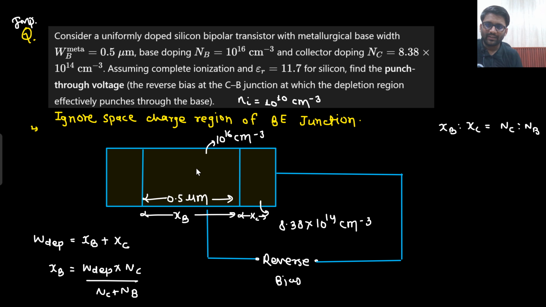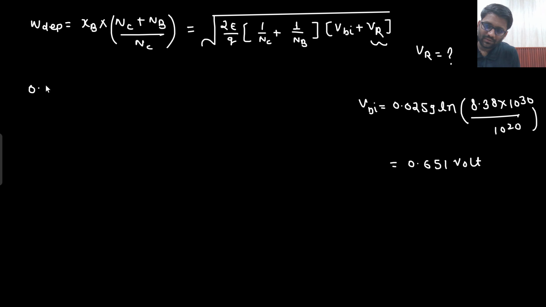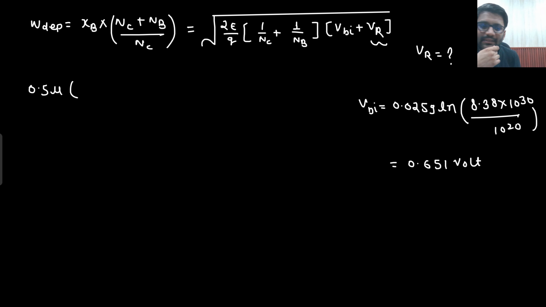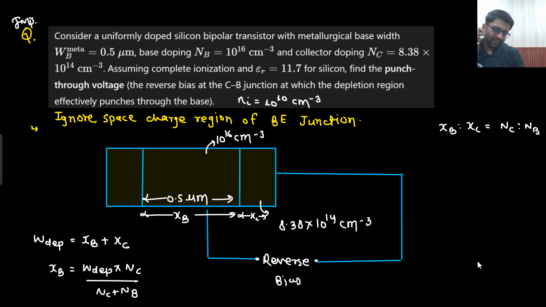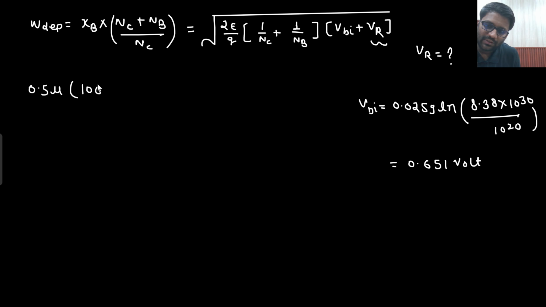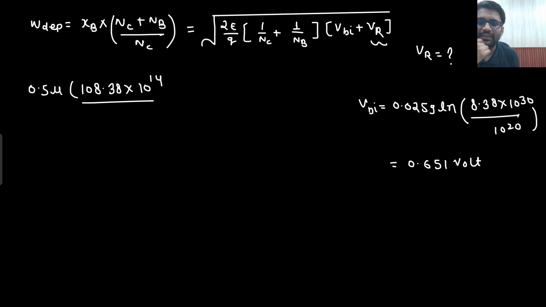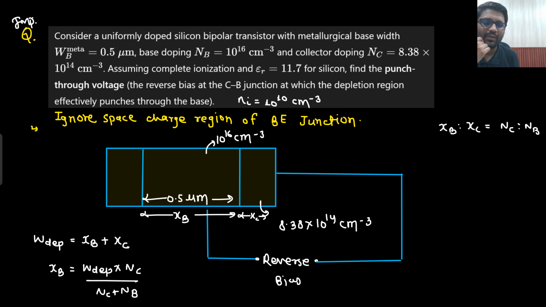Now what is the value of xb? xb is 0.5 micrometer. Now what will be nc plus nb? If you add nc plus nb, that will be nearly equal to nb only, right? Divided by nc, which is given. So 100 into 10 to the power 14 plus 8.38 into 10 to the power 14, so 108.38 into 10 to the power 14. NB plus NC divided by NC, where NC is 8.38 into 10 to the power 14.